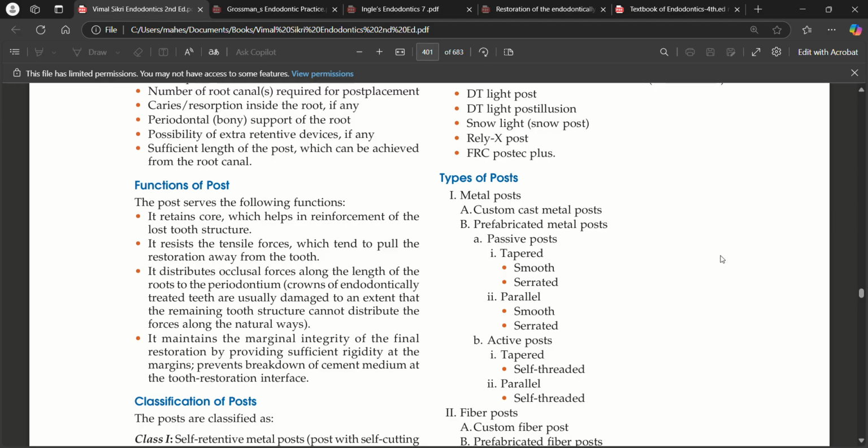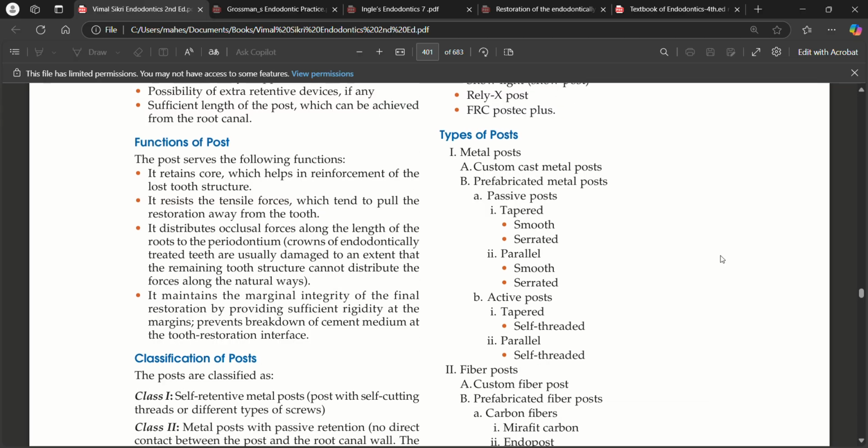Crowns of endodontically treated teeth are usually damaged to an extent that the remaining tooth structure cannot distribute the forces along the natural ways. It also retains the marginal integrity of the final restoration by providing sufficient rigidity at the margins and prevents the breakdown of the cement medium at the tooth restoration interface.